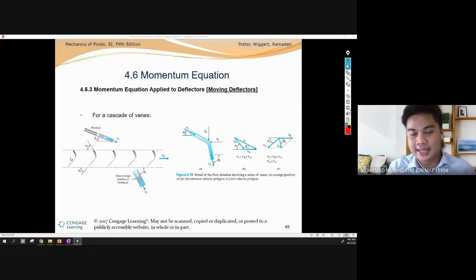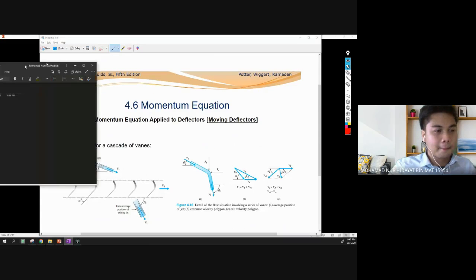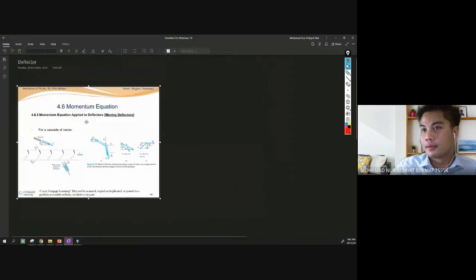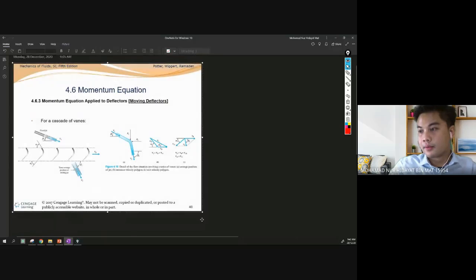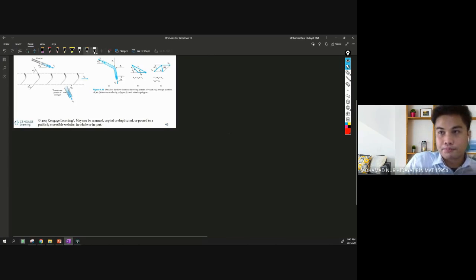We need to know a little bit about how it works. Just try to imagine that this vane is moving from the left to the right with velocity VB. I try to capture this and then I explain to you. I want you to focus. This part is quite complex, but once you focus on my lecture, it will be easier for you to do revision later on. So, let's take a look.